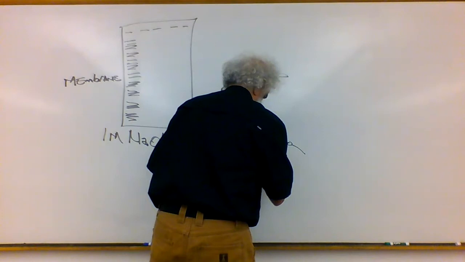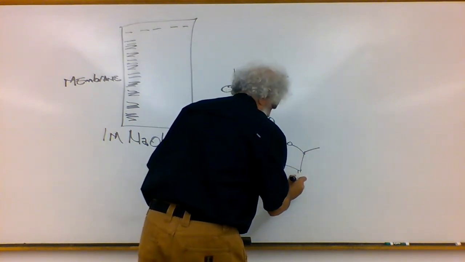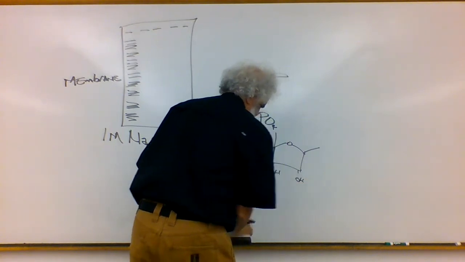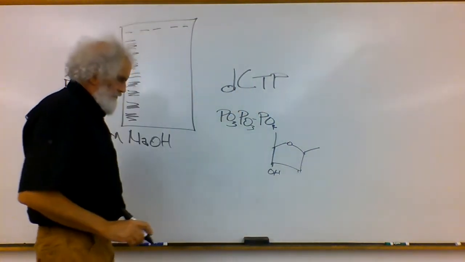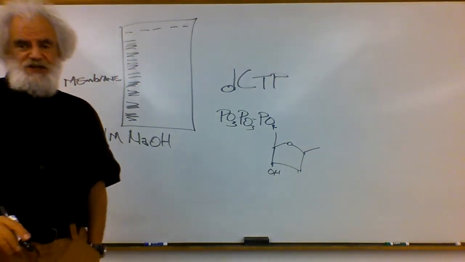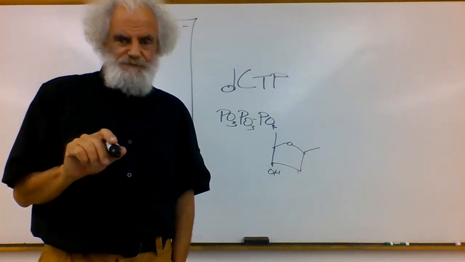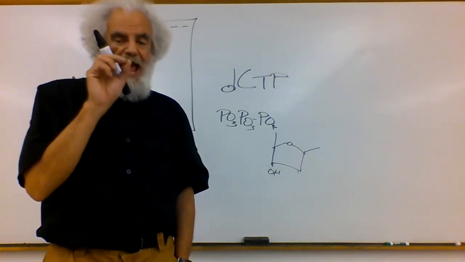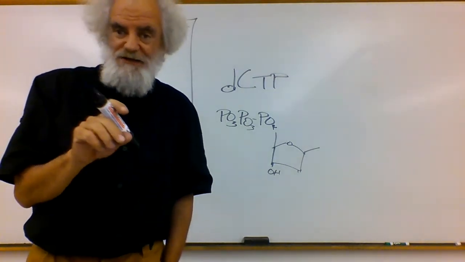We got this structure. Since we're using a deoxy, it's missing that oxygen. Now, you got 3 phosphates here. You got to make sure that when you order it from the manufacturer, New England Nuclear, that you have it with the appropriate phosphate radioactive.